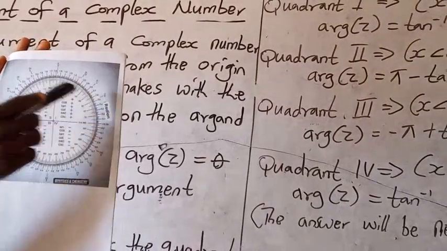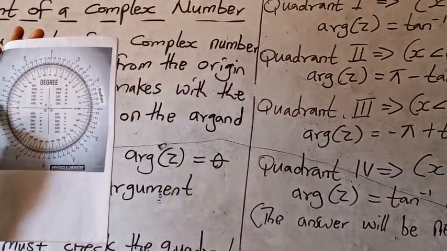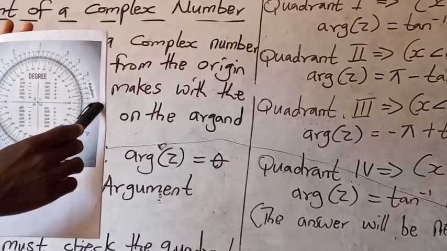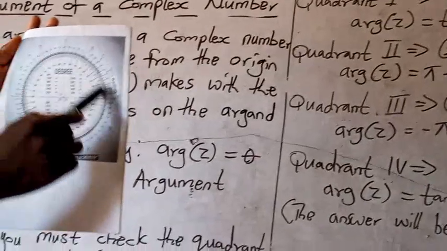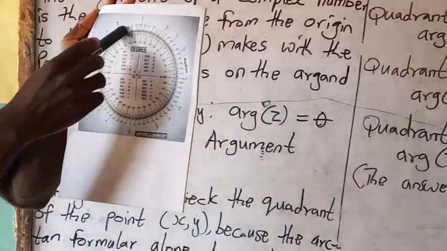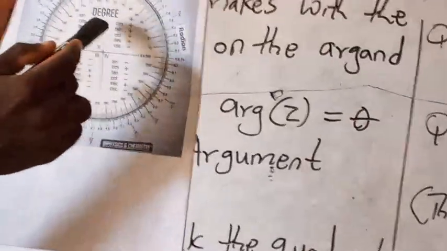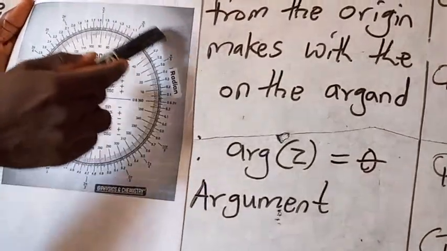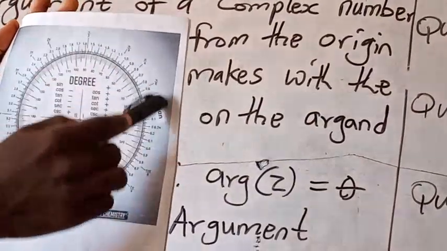Pi over 2 is for 90 degrees. Pi is for 180 degrees. Then 2 pi is for 360 degrees. So all these values here, by the time we get a number, I will show you how to use this diagram to get either your radian or your degree. This will be in radian form. All these, pi over 2, they are in radian form.